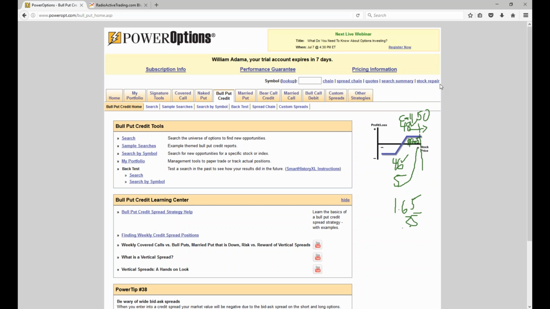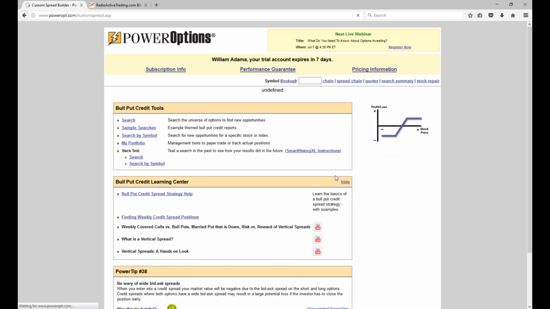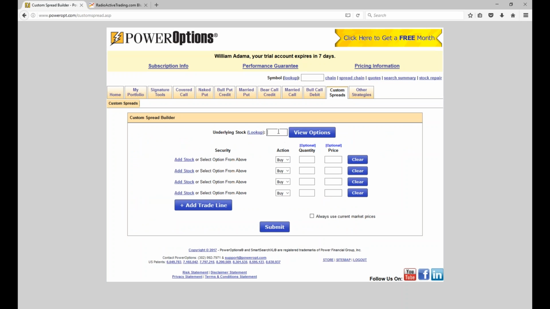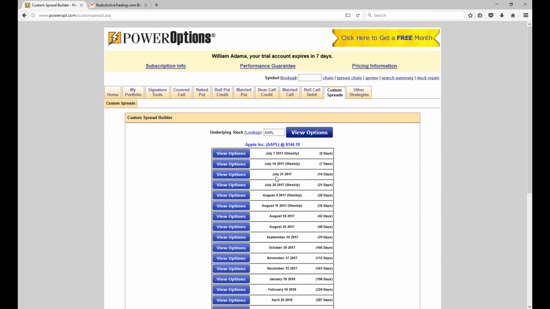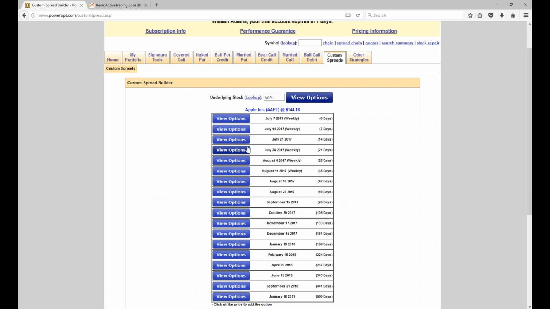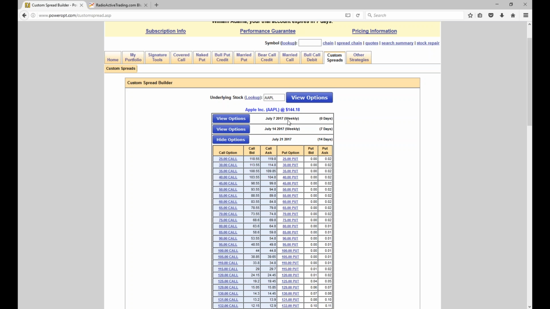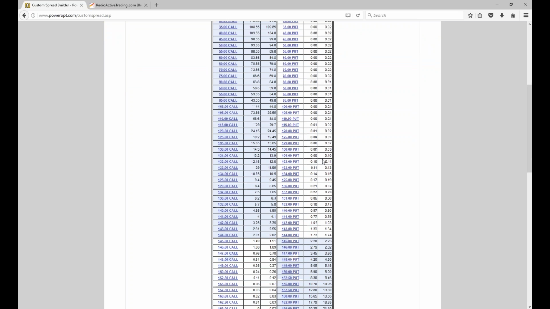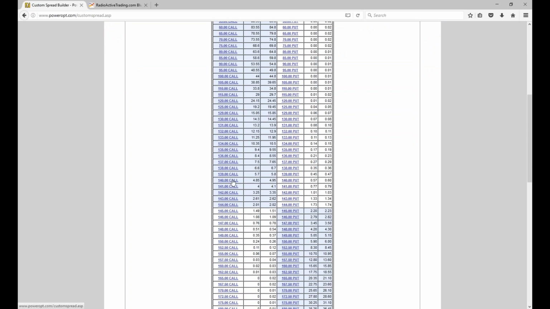Okay? Well, let's take a look at a real example so it's a little bit more clear. I'm going to go to the custom spread tool. Let's just take a popular stock. We'll just use Apple. This is not a recommendation or suggestion, but we're going to take a look at the monetary comparisons of two different spreads. Let's go to standard July expiration, 14 days away, July 21st. With Apple at 144.18, why don't we go ahead and, let's see, that's not high enough.